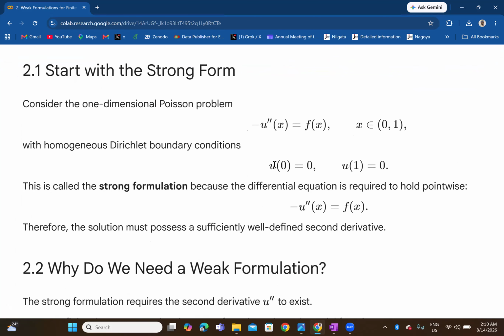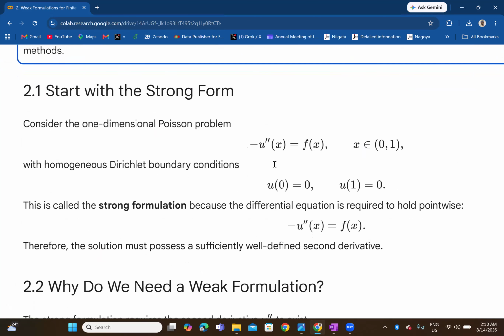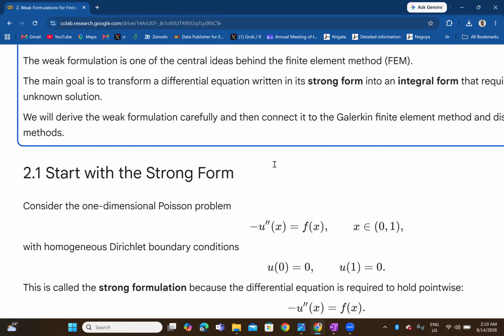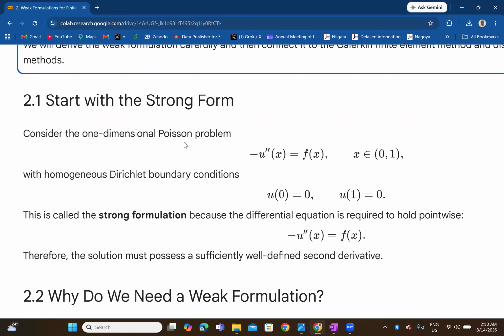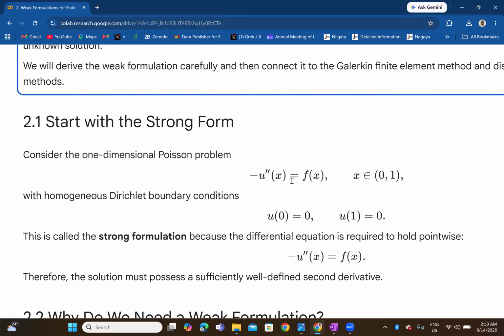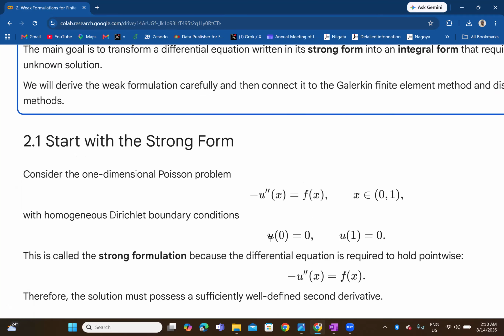So we have the first part here. We start with the strong form of the partial differential equation, right? A strong form of a differential equation. So consider the one-dimensional Poisson problem where we have minus u prime prime of x equals f of x, where x is defined on the half-open interval 0, 1, with homogeneous Dirichlet boundary conditions, so u of 0 is 0 and u of 1 is 0.